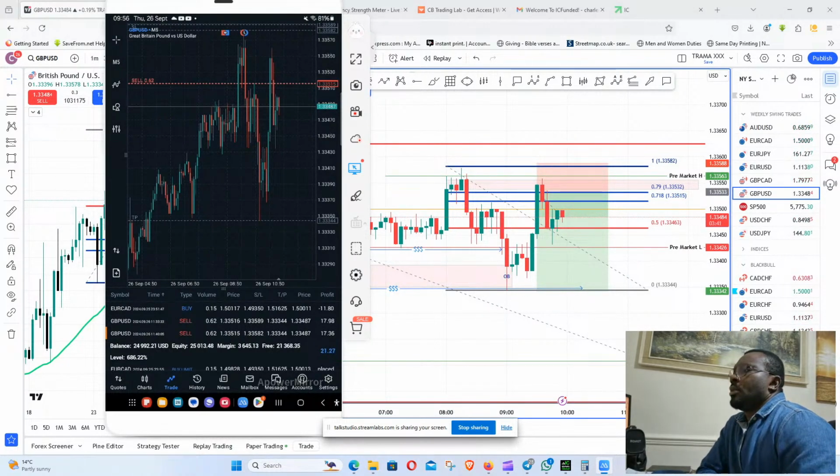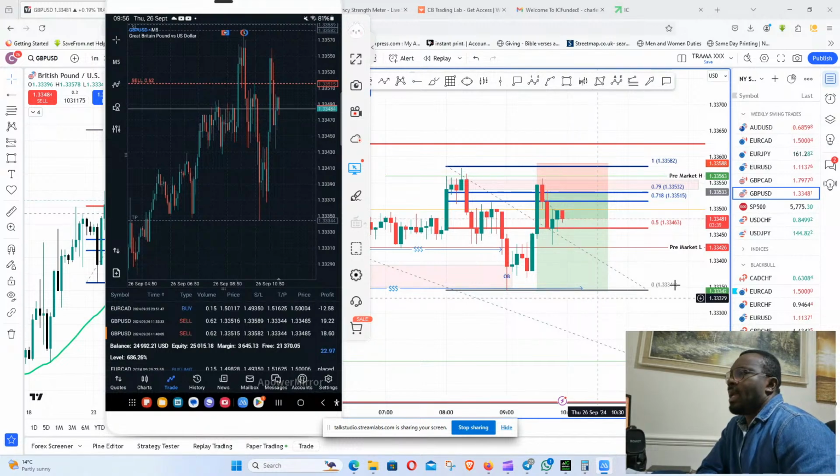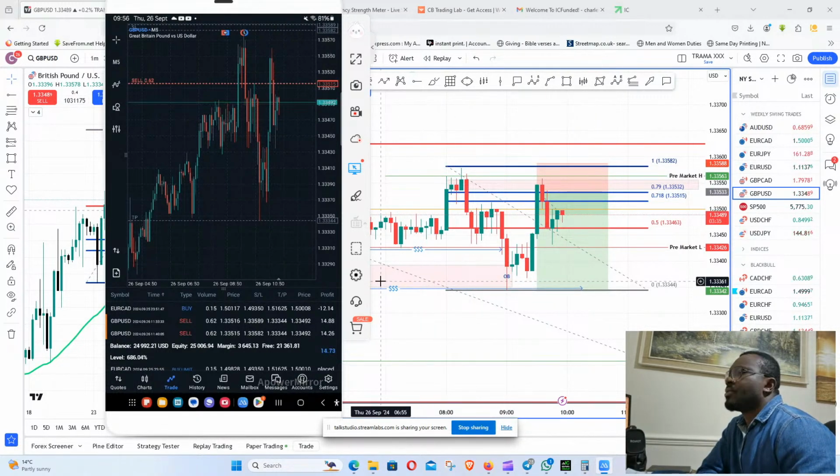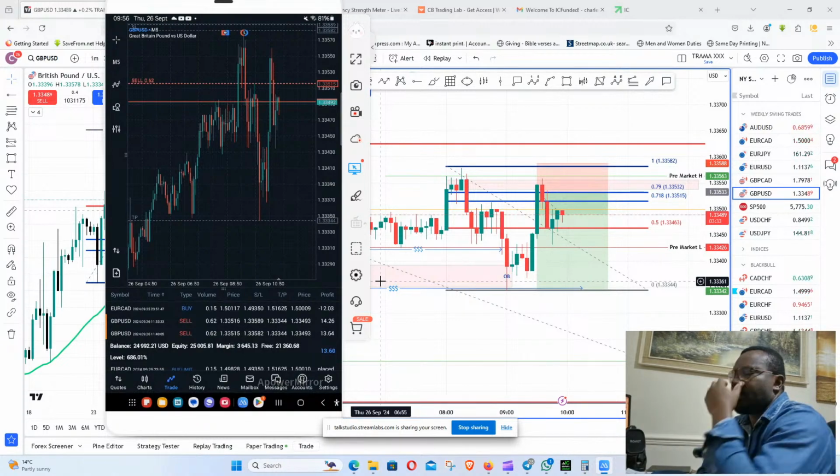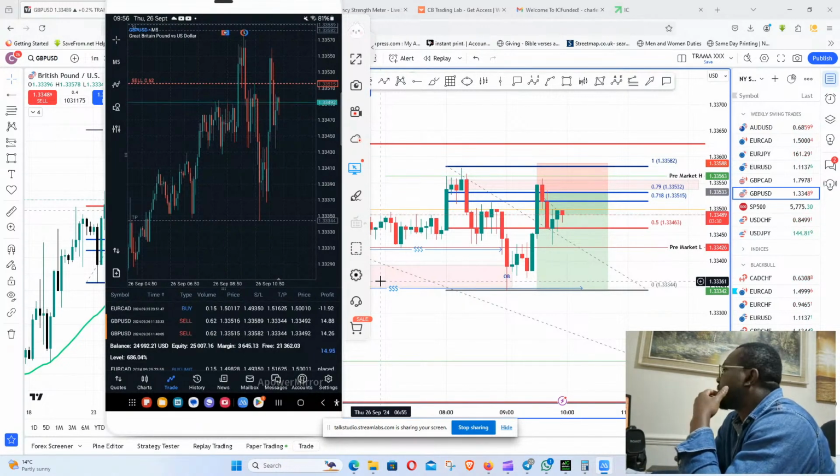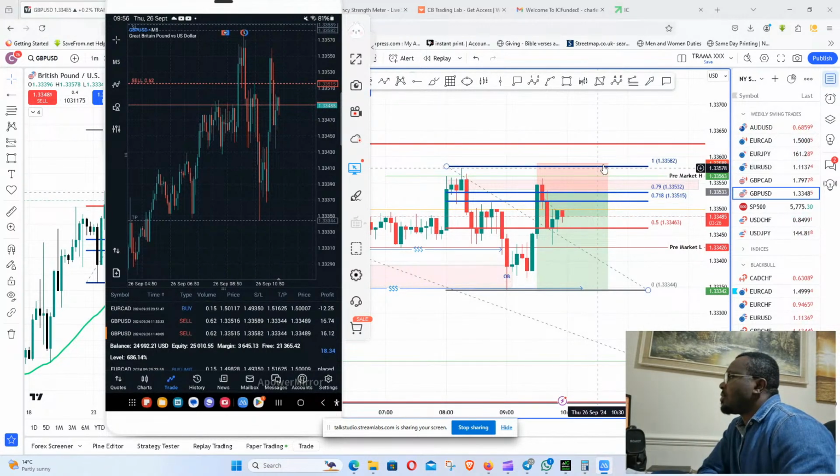All right, this might take a while to play out, but this is the setup for today. Manage your trade, guys. Manage your trade, because that's the way it should go. Your stop loss is there. Ensure your stop loss is there. Your TP is there, and manage your trade.